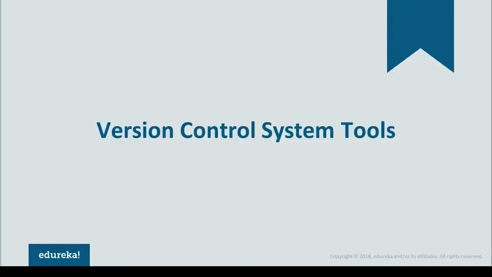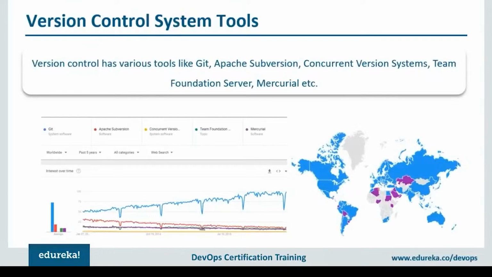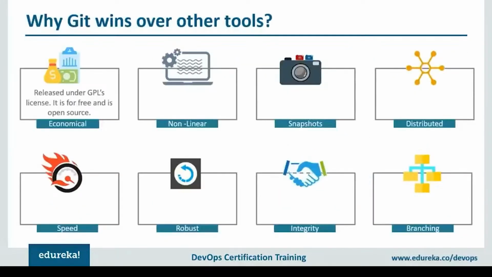So now that you've got a gist about what version control is and what its various types of systems are, let's look into the tools that offer version control. Well, the top leading tools in the market are Git, Apache Subversion, Concurrent Versions System, Team Foundation Server, Mercurial, etc. But out of these tools, we can clearly see on the trends that Git wins over the other tools. But why does Git win over the other tools? So let's look into it. Well, Git offers many features due to which it wins over the other tools. So let's start with the features of Git.